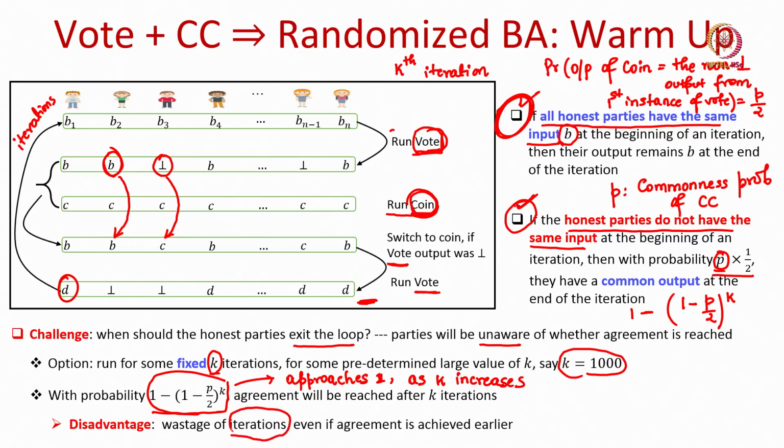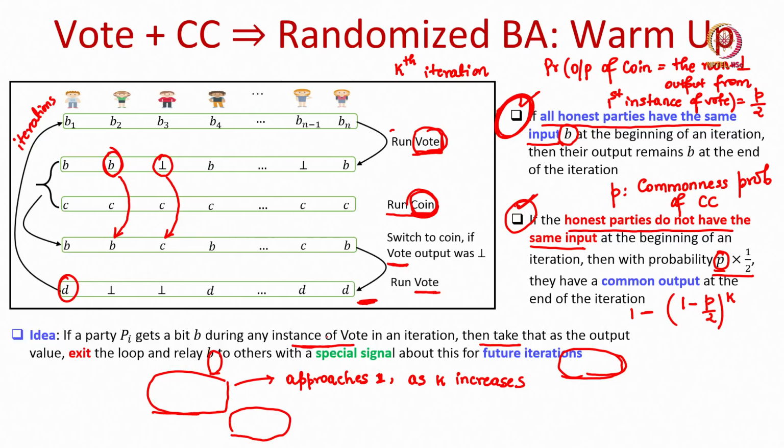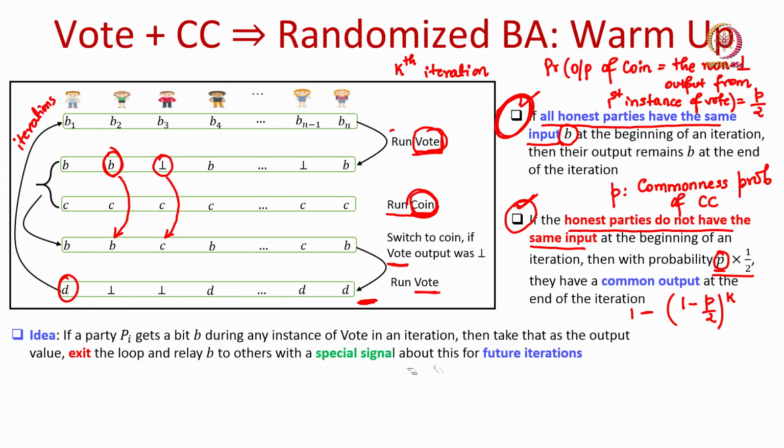iterations, because it could be possible that the parties started the protocol with the same input. In that case, even though the agreement would have been achieved at the end of the first iteration itself, the parties would be unnecessarily running the protocol for 1000 iterations. So, now the challenge is how exactly we decide when the honest parties should exit the loop. We will not use that idea of running this framework for some fixed number of iterations irrespective of when the agreement is achieved. Rather, we will do the following.